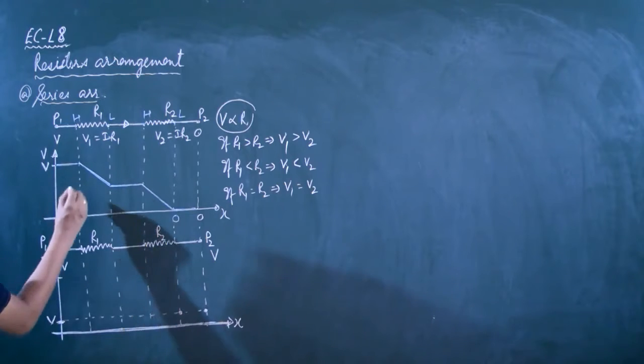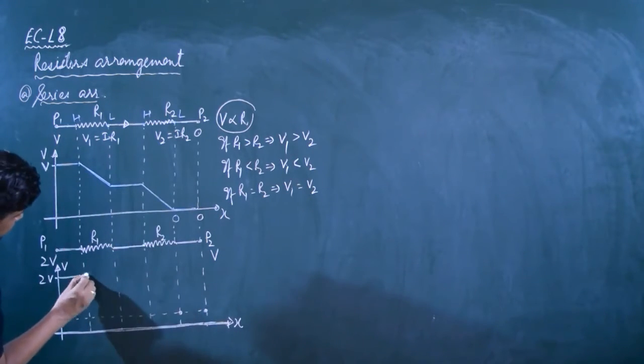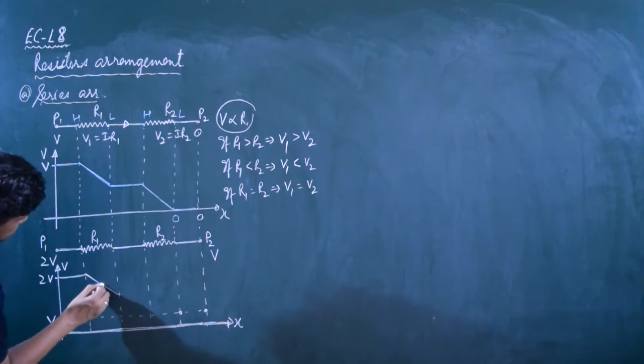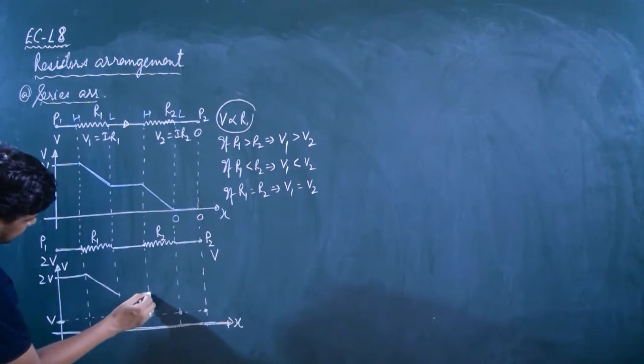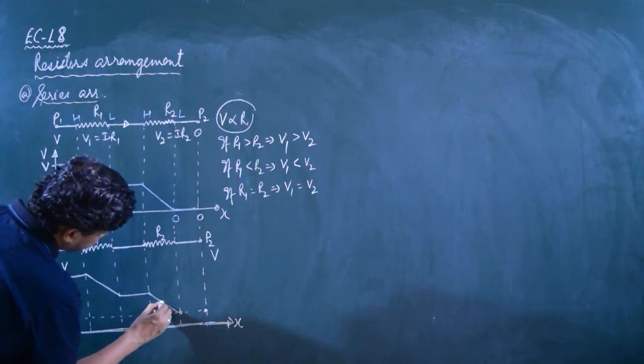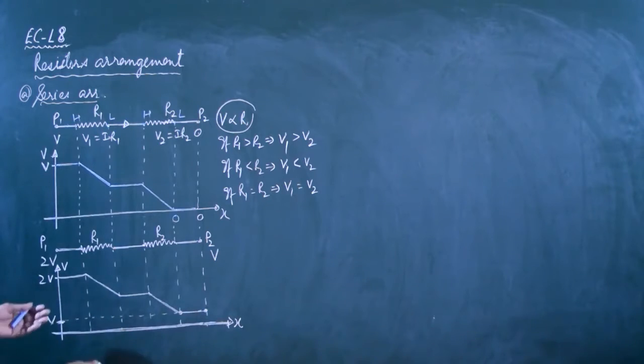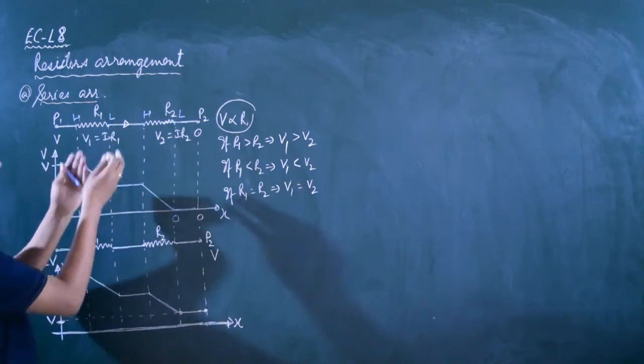Now start from here. Similarly, high to low, high to low. Again, now the graph is like this. This total graph has been shifted in the upward direction.